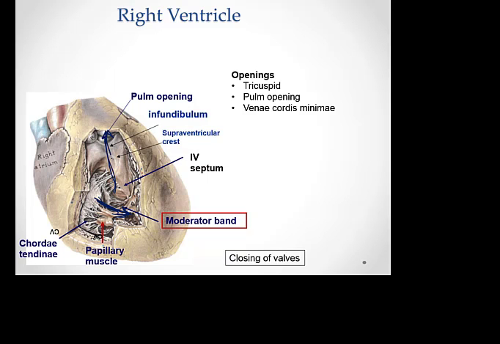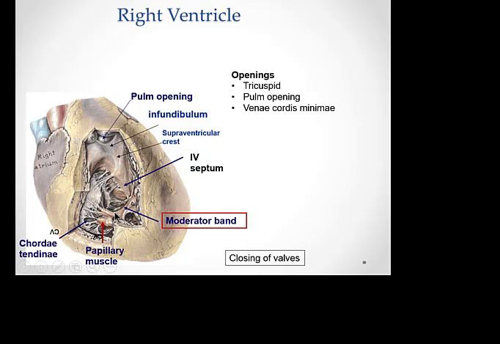So it will leave through the pulmonary opening, and this pulmonary opening is guarded by a valve which at this point is closed. See, notice this is the valve which is closed. So this is the pulmonary valve which guards the opening, and this goes into the pulmonary artery. So this part here is the pulmonary artery. So that's a second opening. And then, as I said, venae cordis minimi are present in all chambers. You don't see them, but they are present. These tiny venae cordis minimi.